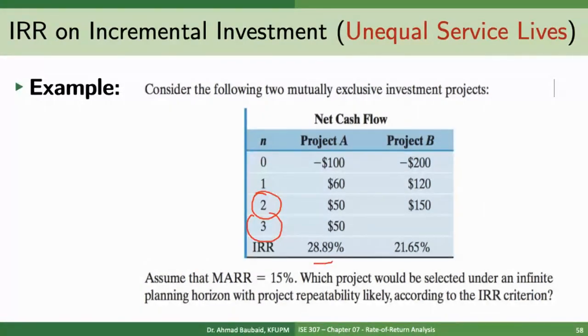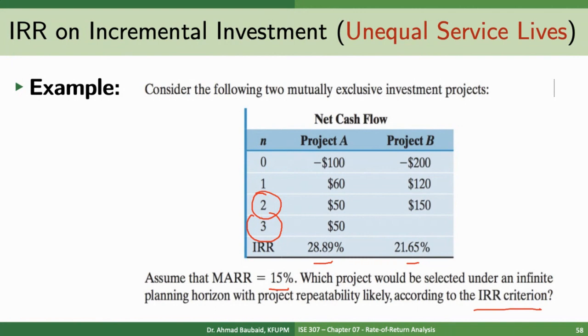Again, just to check here, in this case, both our rates of return are higher than the MAR. So the first check is complete. And the question is asking you which project you should select under an infinite planning horizon, assuming you can repeat the projects as many times as you would like with the same costs and benefits, using this IRR criterion.